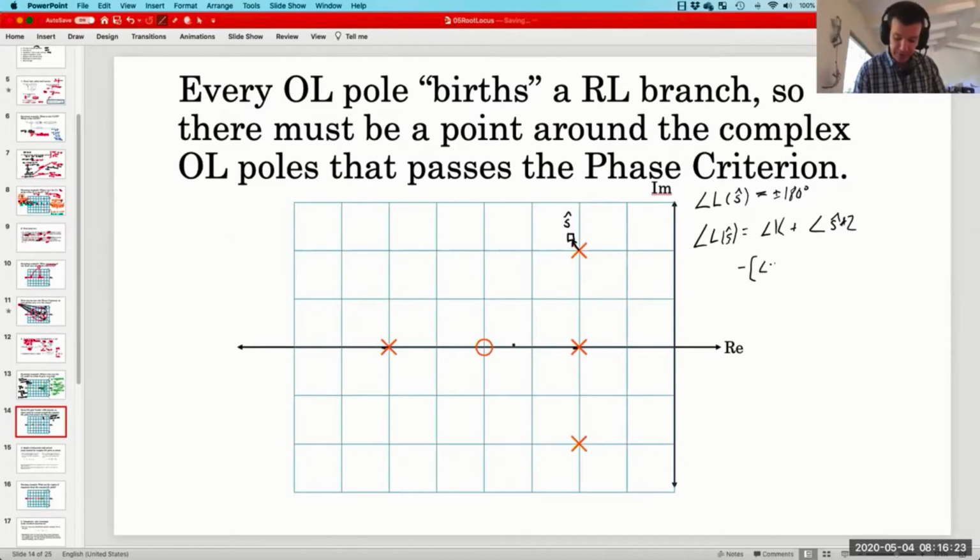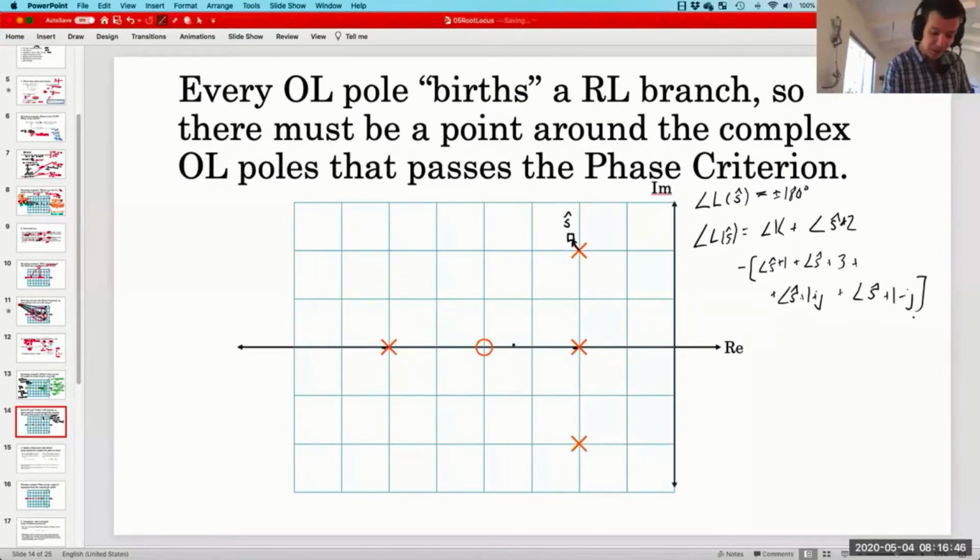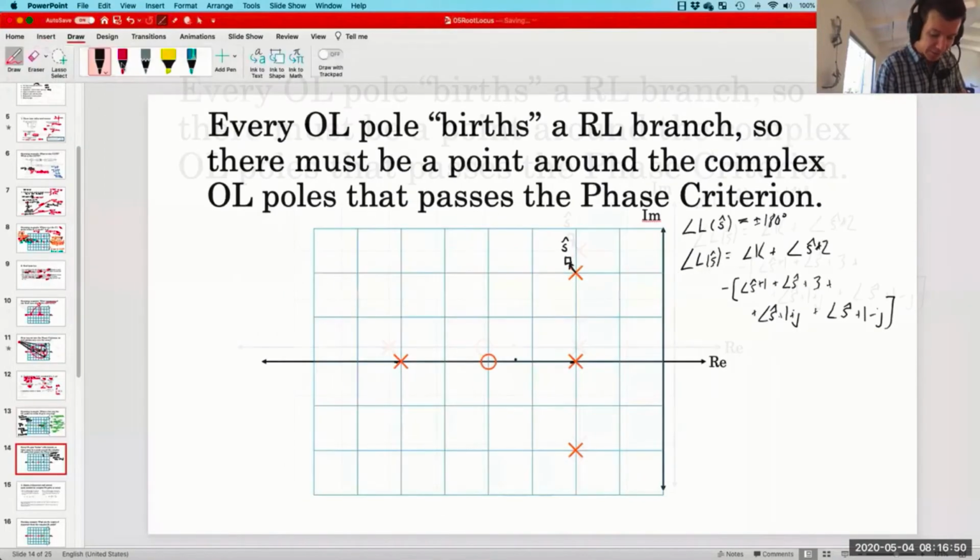So this is angle S hat plus 1 plus angle S hat plus 3 plus angle S hat plus 1 plus J plus angle S hat plus 1 minus J. All right, so for the running example, these were the terms we have in our phase computation. So any ideas? Anyone been reading up, actually? That's the real question here.